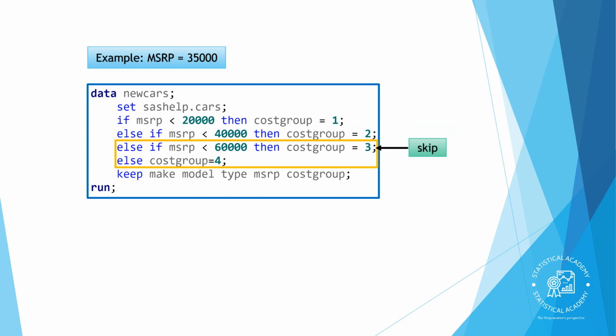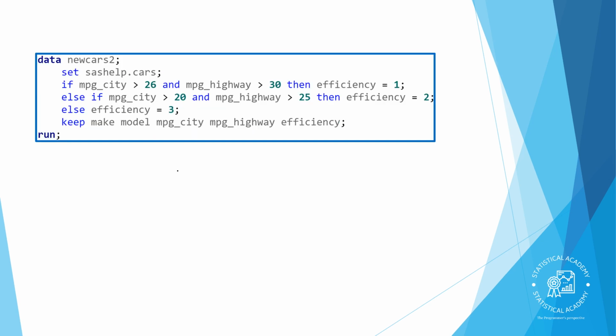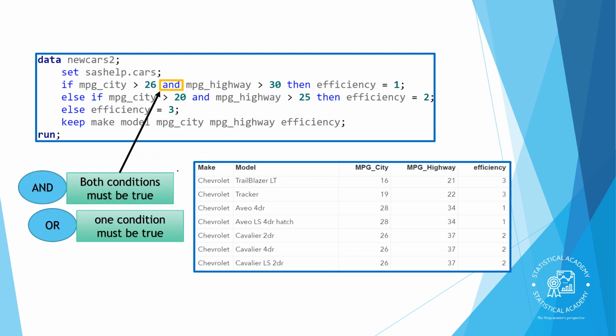For an observation with MSRP equal to 75,000, none of the stated conditions are true, so this last statement is executed. Notice in this final else statement, there is no condition, just an assignment statement. There is no reason to test the final condition because if the preceding conditions were all false, we know cost group is 4. You might be wondering whether you can evaluate compound conditions, and the answer is yes. You can create compound conditions with AND or OR. If you use AND, both conditions must be true. If you use OR, one condition must be true.